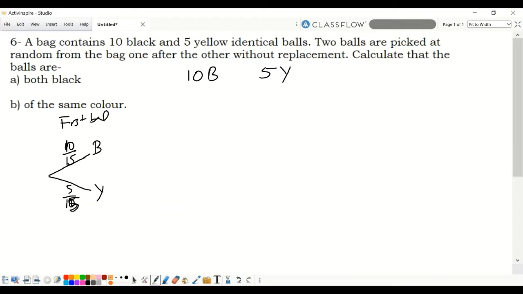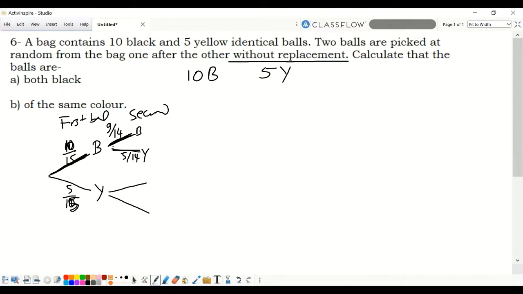So next, the second ball picked up. It will be either black or yellow. But now in this branch, because there were 10 black balls, and in this branch we have confirmed that the first ball was black, we are left with 9 black balls and a total of 14, because they said without replacement. They don't put back the ball. So since the sum should be 1, this should be 5 over 14, because 5 yellow balls are still there.